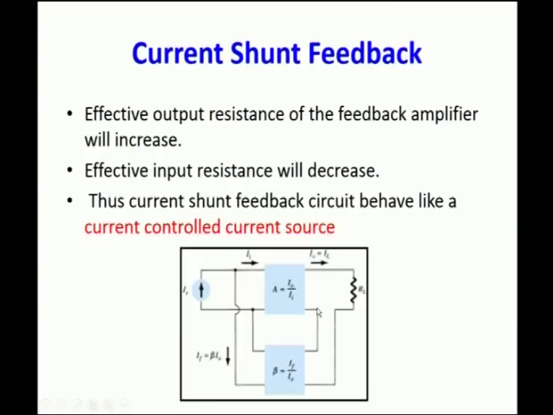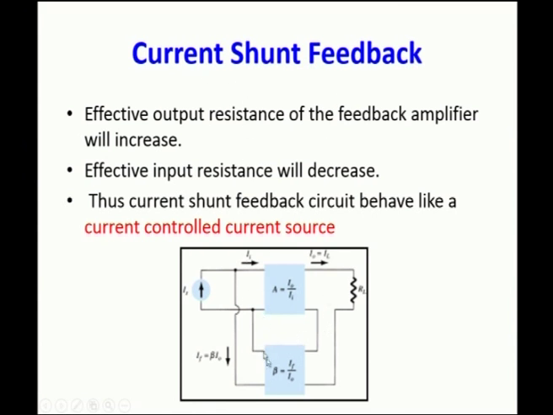For the current shunt feedback, by looking at the circuit itself, we can tell the output impedance is increased because we have a series connection. We are taking a part of the output current and giving it as the input of the feedback network. If you are taking a part of a current, it has to be taken in series. So, you have a series connection. If you have a series connection, the resistance is increased.